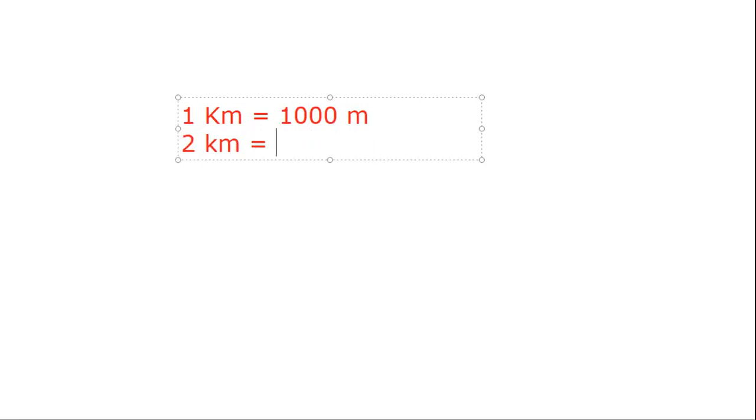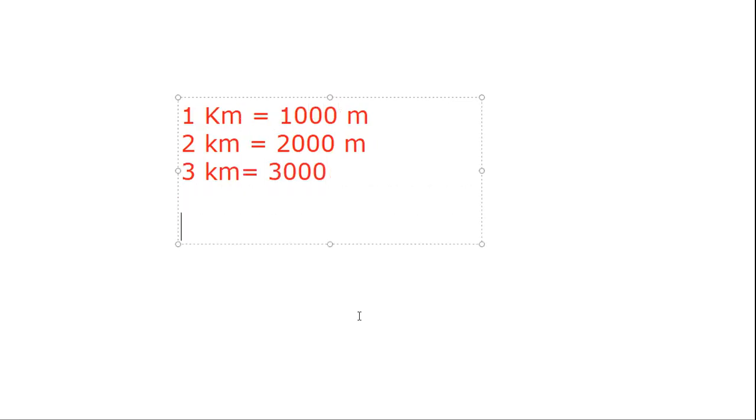Okay, 2 kilometers equals how much? 2,000. Okay, 3,000. Yes. Okay, 80 equals 8,000. Excellent. 80,000. Which is easier for you to write: that the distance between Irbid and Amman is 80 kilometers or 80,000 meters? Of course we knew this is easier for us, 80.